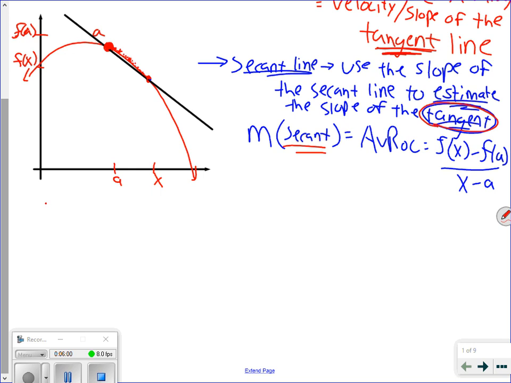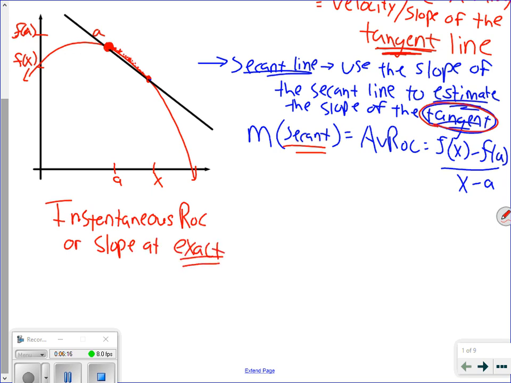So the derivative, or the instantaneous rate of change, or the slope at an exact point, an exact x value, is going to be equal to, it's still a rate of change, but to go from x all the way to a, I'm going to find the rate of change as x is approaching a and eventually on top of a. Well, how do we write that?